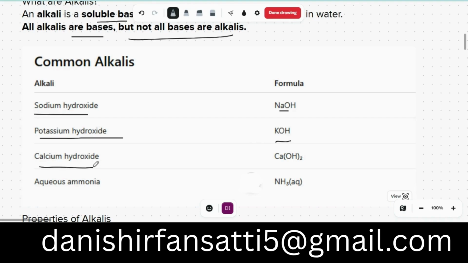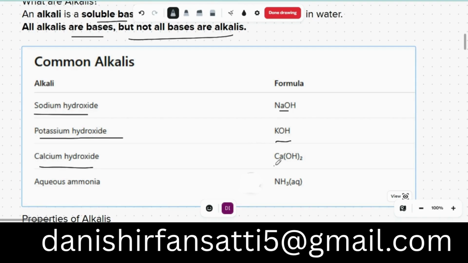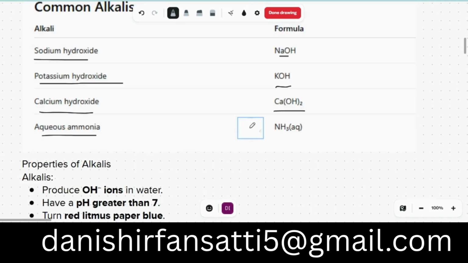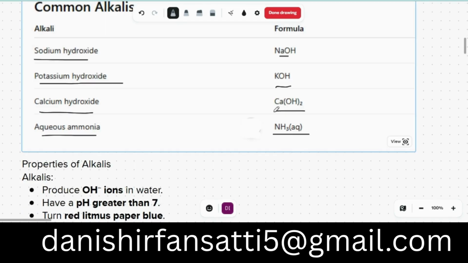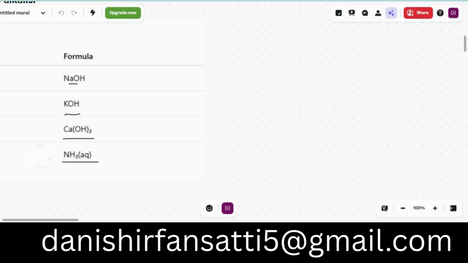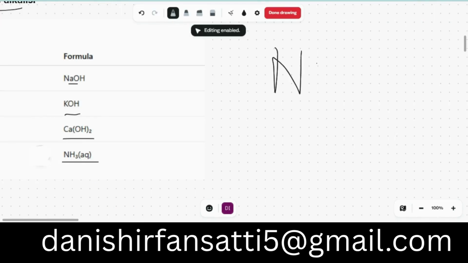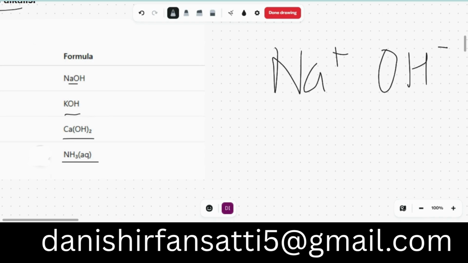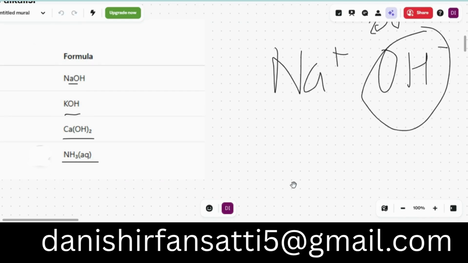Metal hydroxides, calcium hydroxide Ca(OH)2, and aqueous ammonia, NH3. Now I will explain how they give OH- ions. If we dissolve NaOH, sodium hydroxide, we will get Na+ and OH- ions. If we dissolve 100 moles of NaOH, we get roughly 80 moles of OH-. So the concentration of OH- will increase in the solution. That is called an alkaline solution.